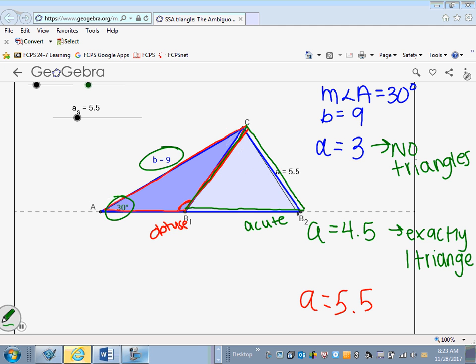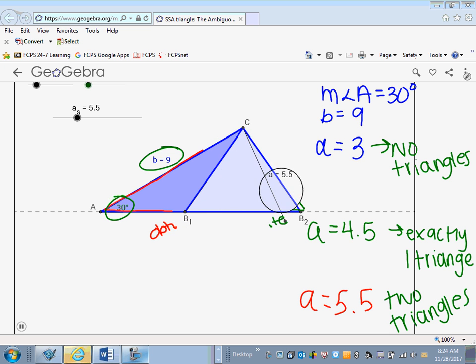This is still angle, side, side. Now you just have a swinging side that creates 2 different triangles. So this is why angle, side, side doesn't prove congruence, because it has 3 different cases. Okay, it can, however, create triangles. It just creates 3 different cases based on this third side length that's swinging, the 5.5, right there.